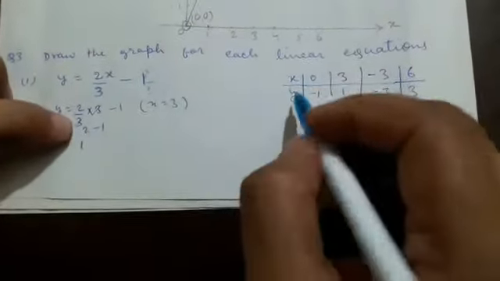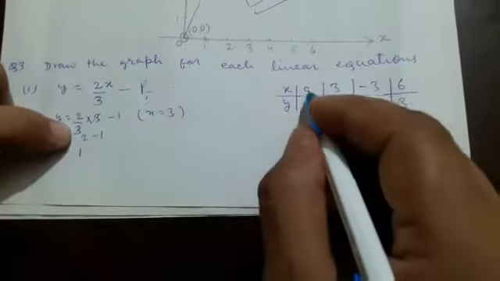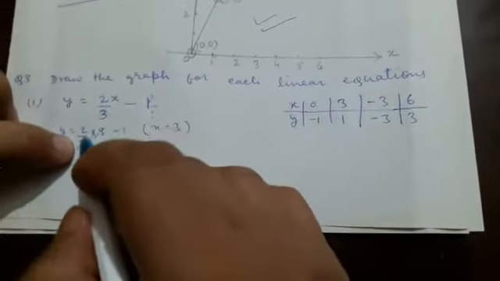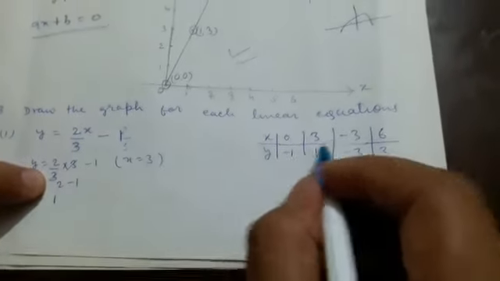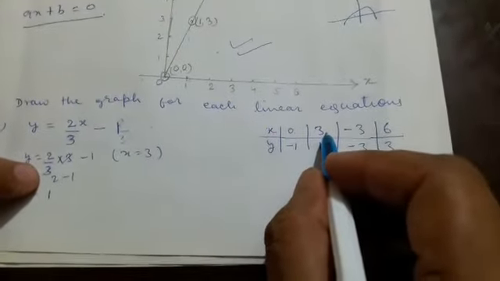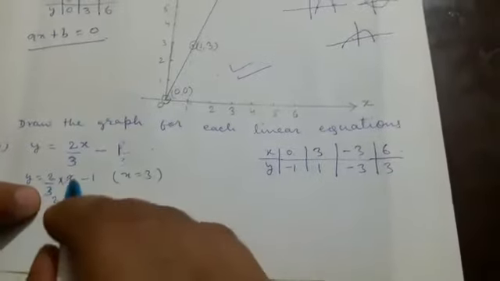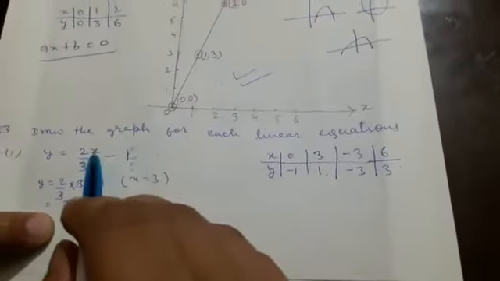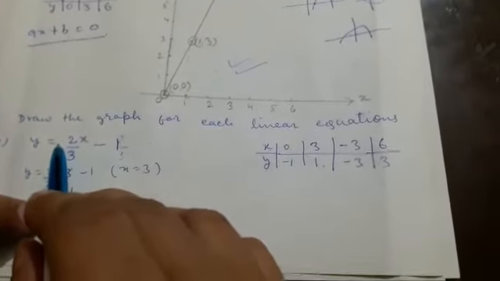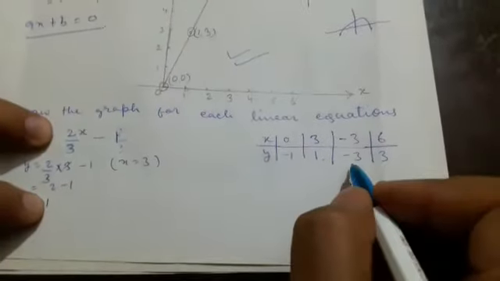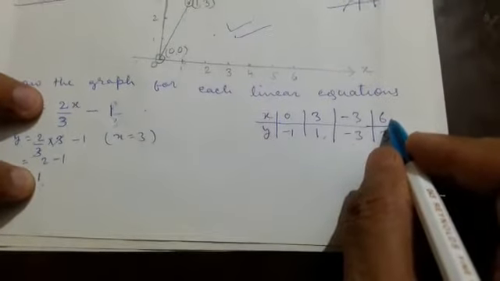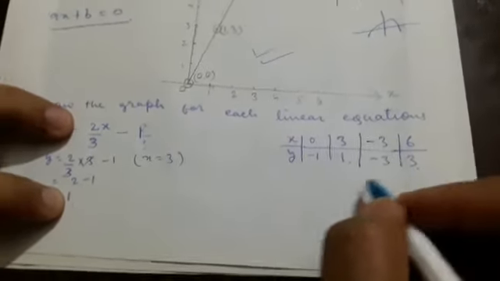Let us see. 2 by 3. Here the value of x, first we are taking 0. So what will it be? When you multiply 0 by any number, it will be 0. So it will be minus 1. Next we are taking the value of x as 3. Then the 3 will cancel out. 2 minus 1, it will be 1. When we take the value of x as minus 3, then it will be minus 2 minus 1, that is equal to minus 3. And when we take the value of x as 6, then it will be 4 minus 1, 3. These are the coordinates.